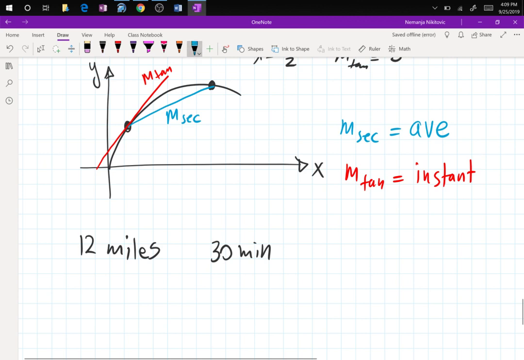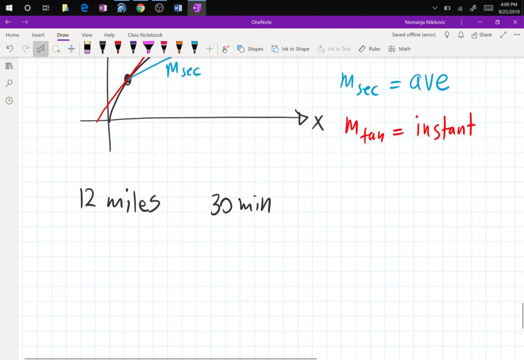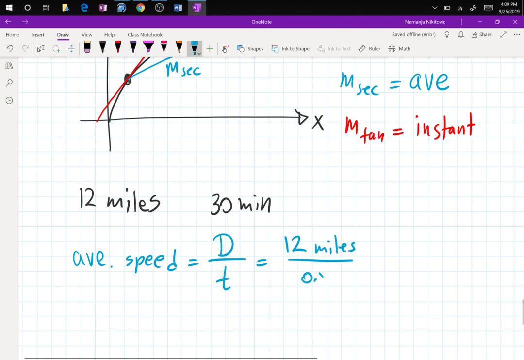we actually have to use the blue to calculate what we call your average speed. So average speed is going to be the distance divided by time, in this case 12 miles divided by 0.5 hours, if it takes you 30 minutes, which gives us your average speed of 24 miles per hour. 24 miles per hour is average speed.